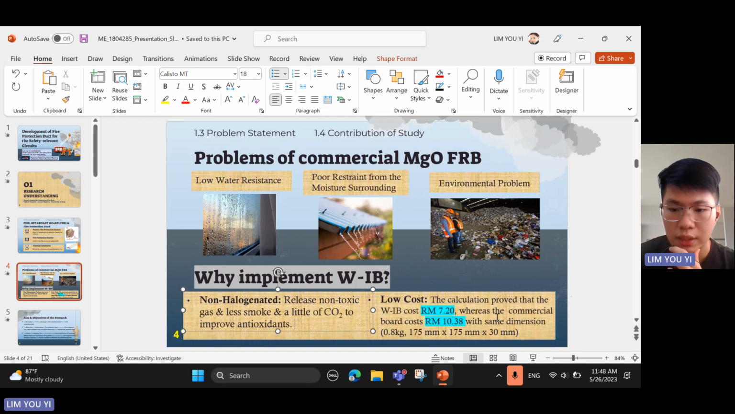Other than that, the WIB offers a lower cost, which is about 7 ringgit and 20 cents while fabricating a 175 times 175 times 30 fireboard, which is lower than the commercial fireboard that costs nearly 10 ringgit and 40 cents.